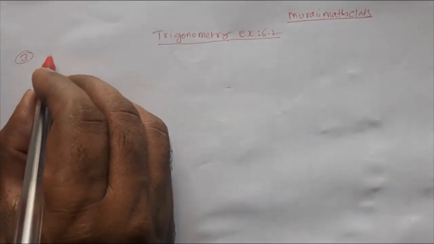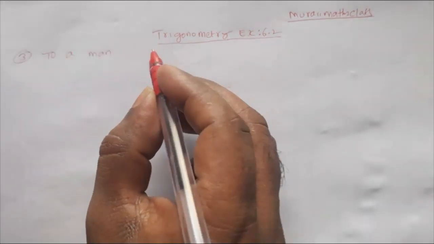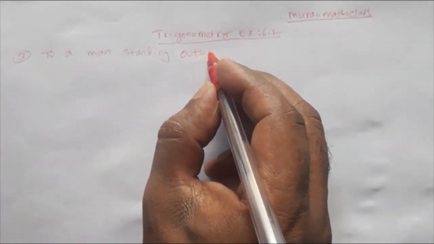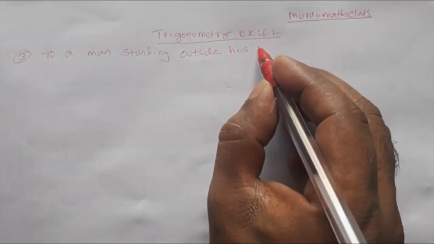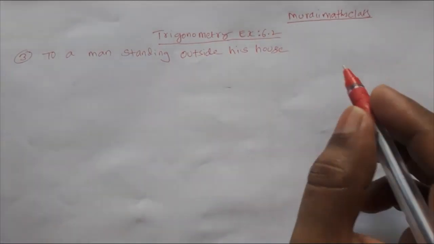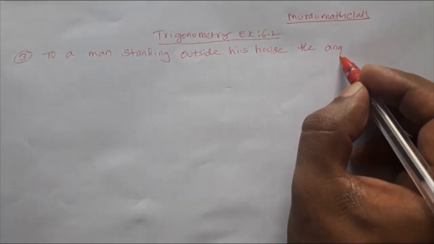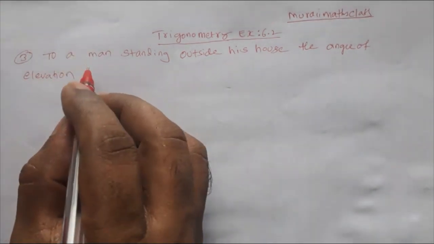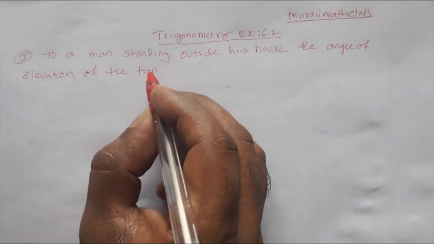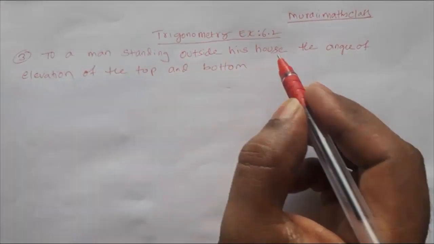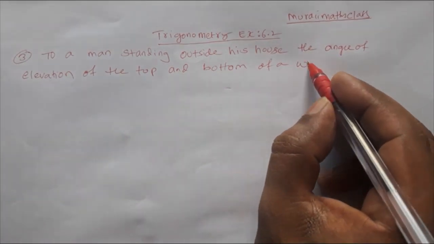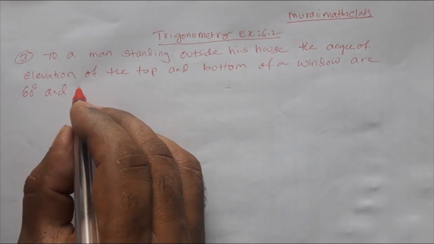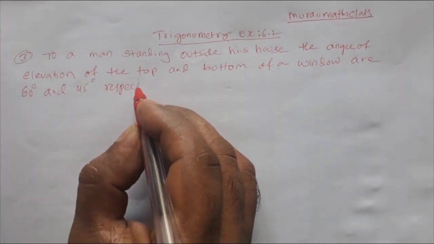To a man standing outside his house, the angle of elevation of the top and bottom of a window are 60 degrees and 45 degrees respectively.